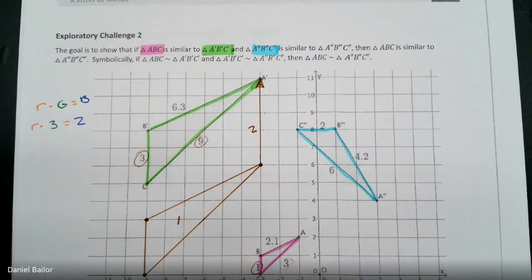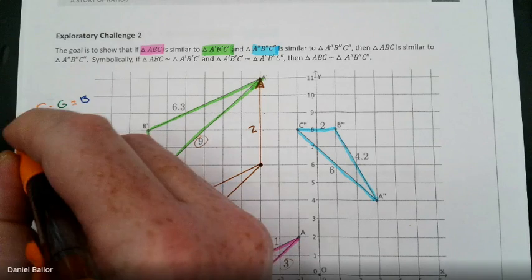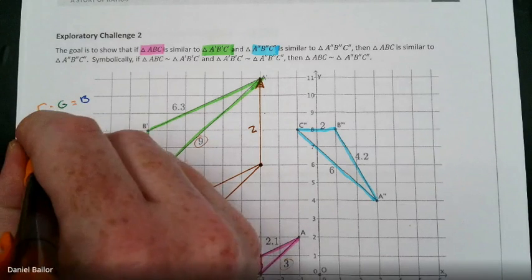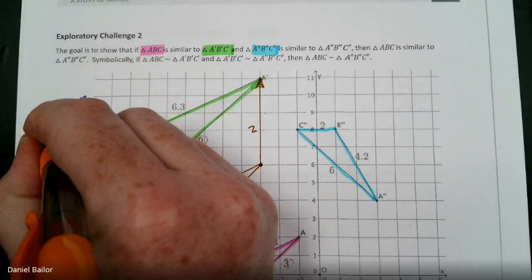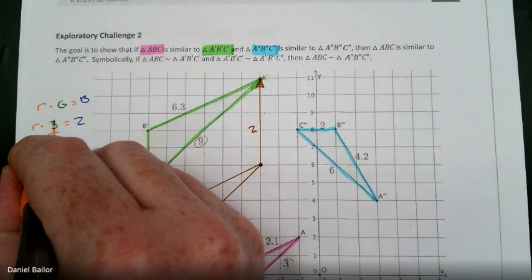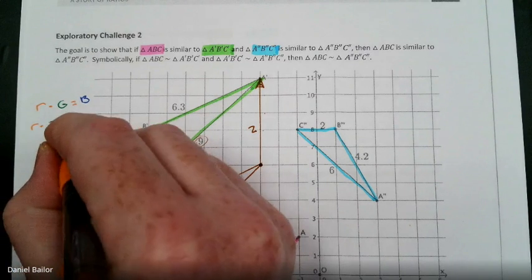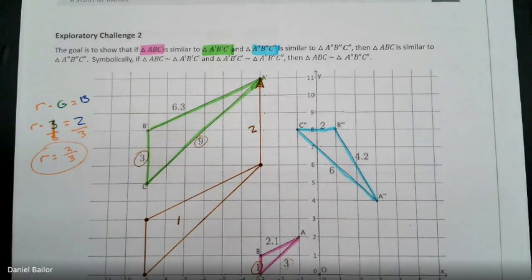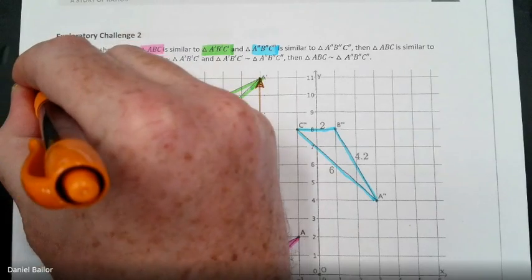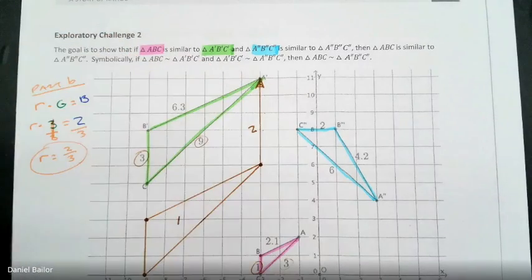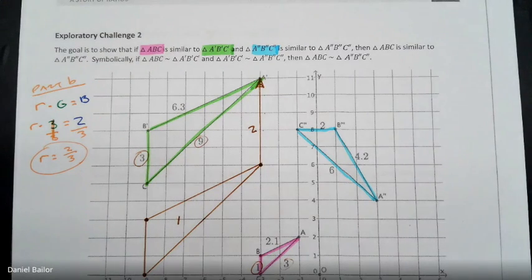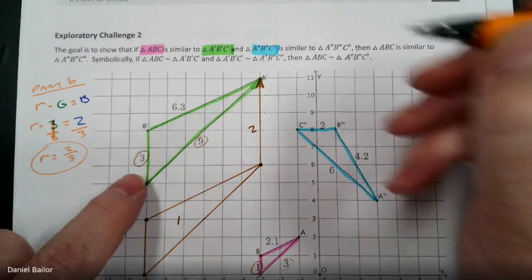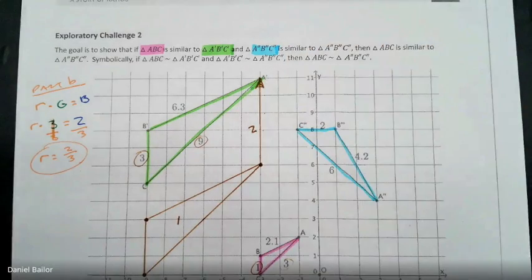So now it's algebra. I need to divide by 3 on both sides because 3 divided by 3 makes 1, and R times 1 is R. So I do 2 divided by 3. So now I know R is 2/3 for, and this is important, for part B, R is 2/3. So I found the scale factor. So I need to shrink the green by multiplying everything by 2/3.